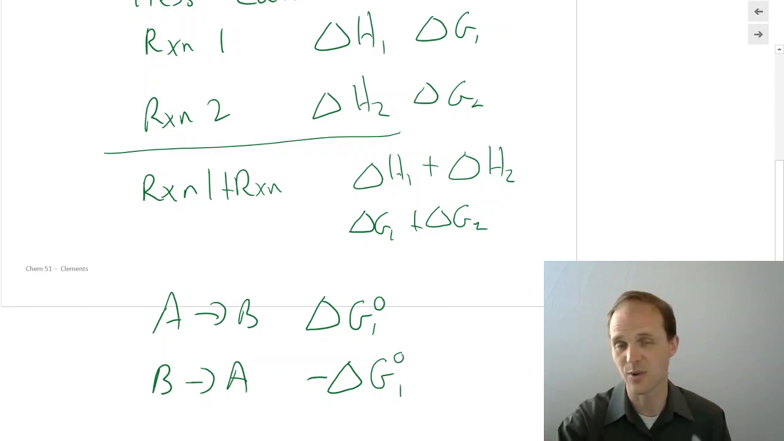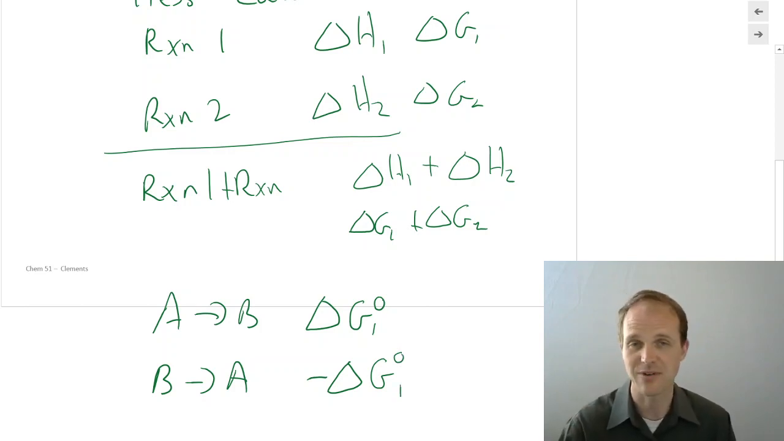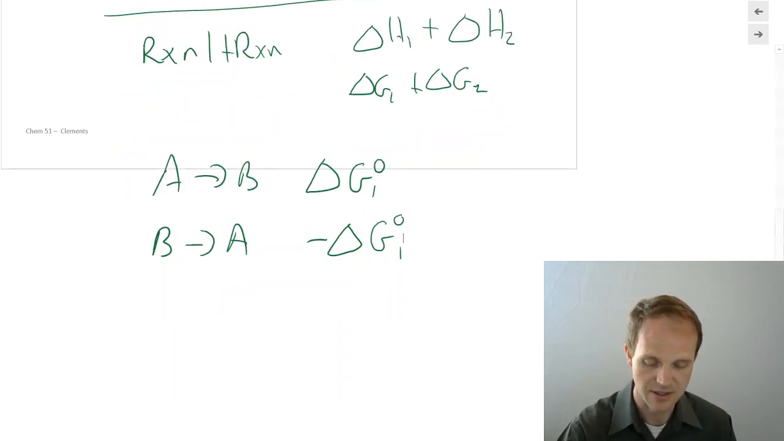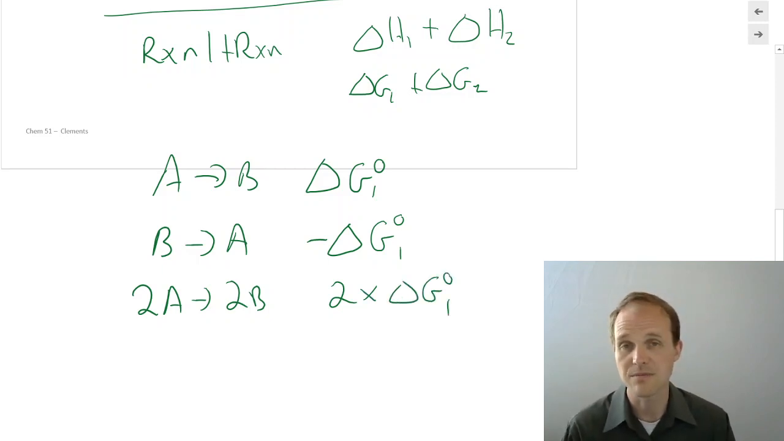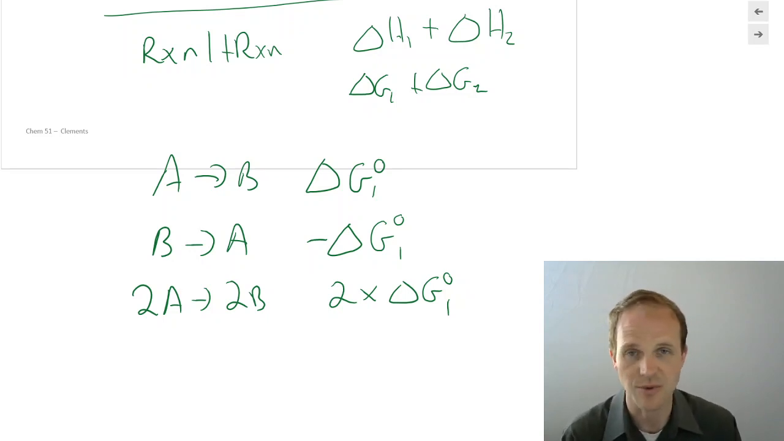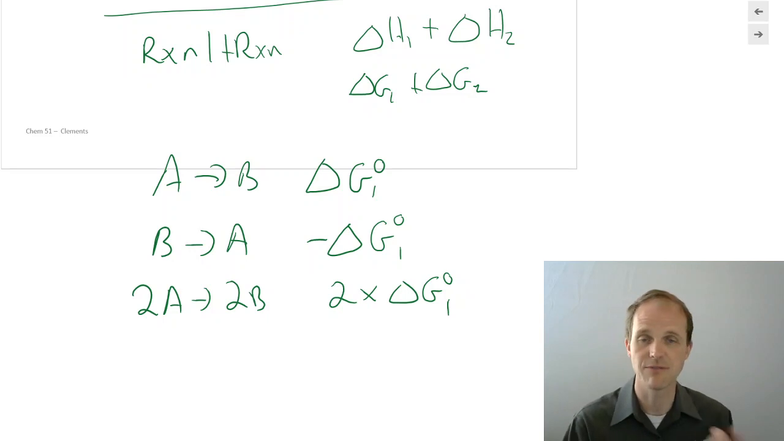Right, so the negative when you reverse a reaction. If you multiply a reaction by a number, so I've got 2A goes to 2B, then I have 2 times delta G naught 1. Okay, so all the same rules you did with enthalpy also apply to Gibbs free energy when we're trying to calculate it. And so we can use it in a number of circumstances.